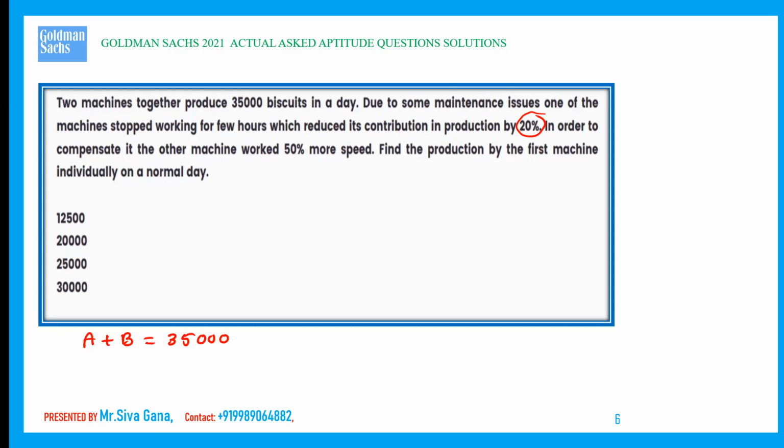Good quality question. Only thing is, due to the maintenance problem, the first machine stops working, so the production of the first machine is reduced by 20%. Due to that, the second machine has to work 50% more, which means 20% of the first machine's production is equal to 50% of the second machine's production. That's it.